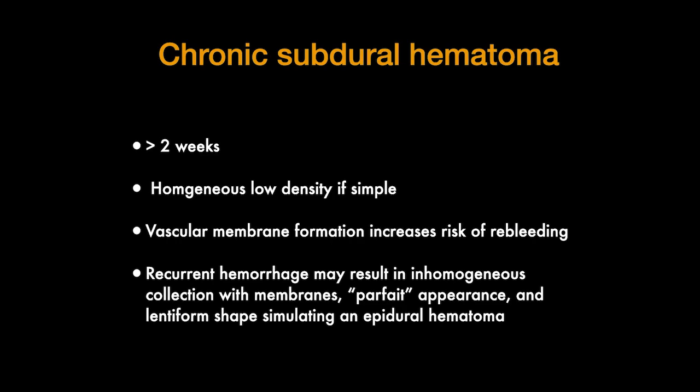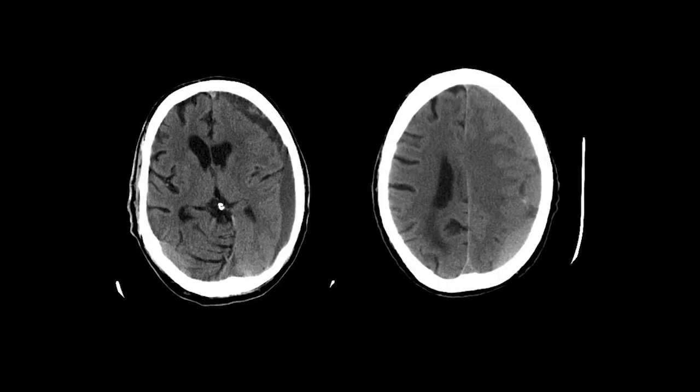Chronic subdural hematomas are greater than 2 weeks old. Typically, they have a homogeneous low attenuation if they're not complicated. You do get vascular membrane formation, which can increase the risk of rebleeding, so you may see areas of higher attenuation hemorrhage within a chronic subdural hematoma. Sometimes these can have a lentiform shape that will simulate an epidural hematoma. So here is a chronic subdural hematoma and another patient with areas of rehemorrhage in that chronic subdural hematoma causing these lentiform collections.